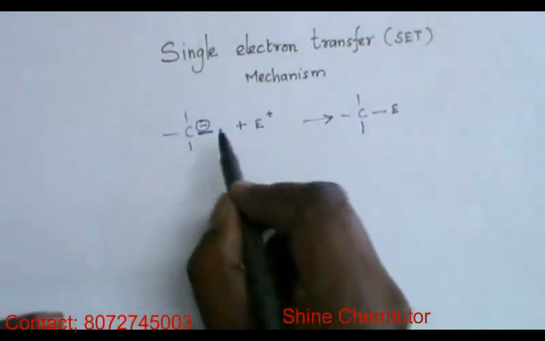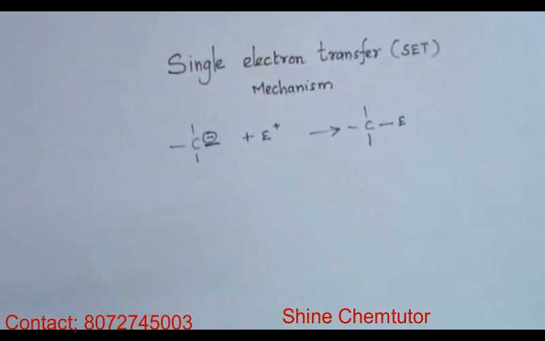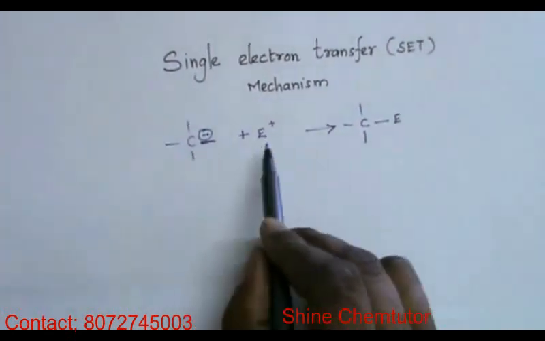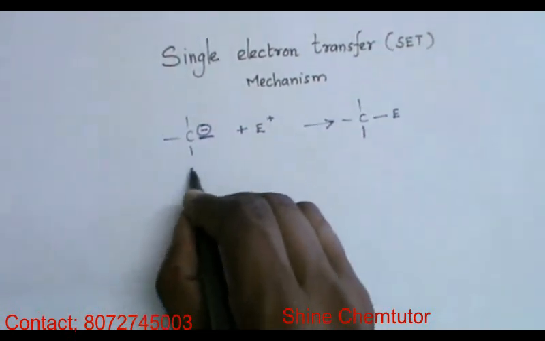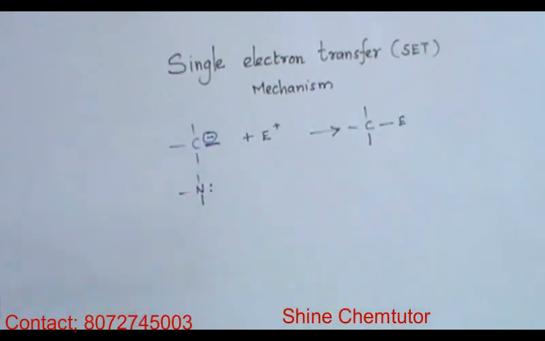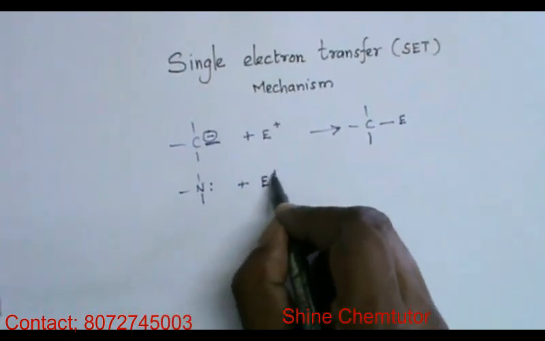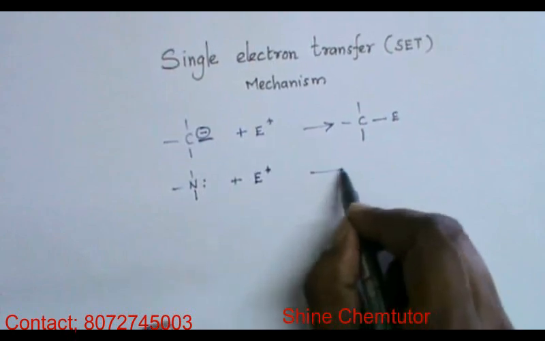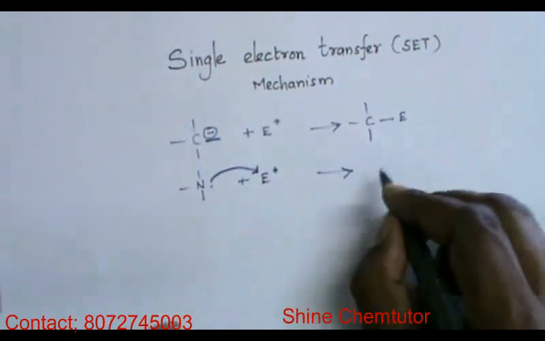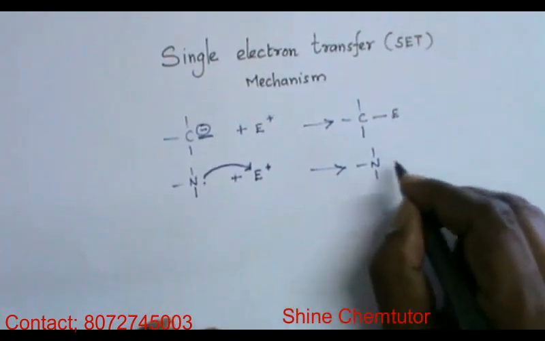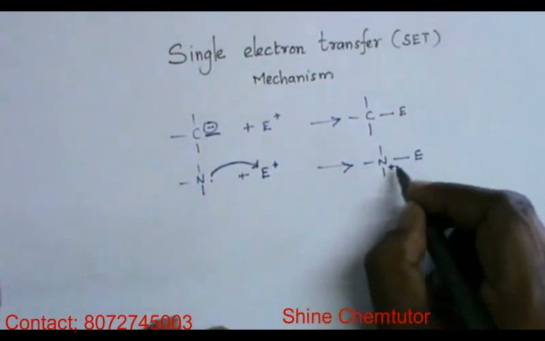These two electrons are used to make a bond between carbon and the electrophile. Basically, two electrons are added to the electrophile. Similarly, if you go for a nucleophile which has a lone pair of electrons, in that case also the lone pair of electrons is used to make a bond. Two electrons are given to the electrophile. After that we get a plus charge here.